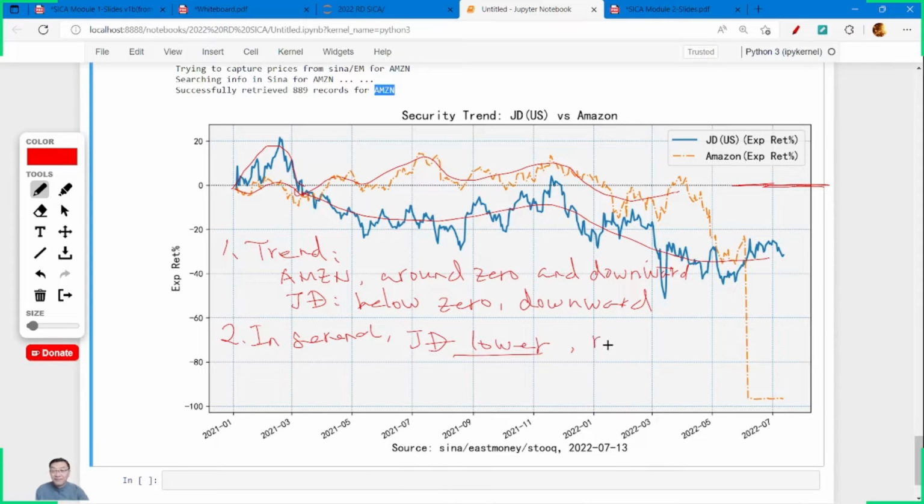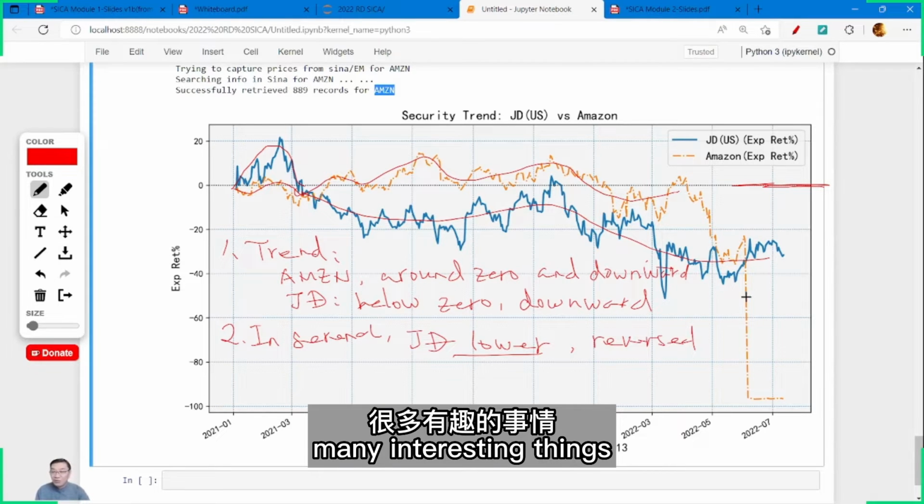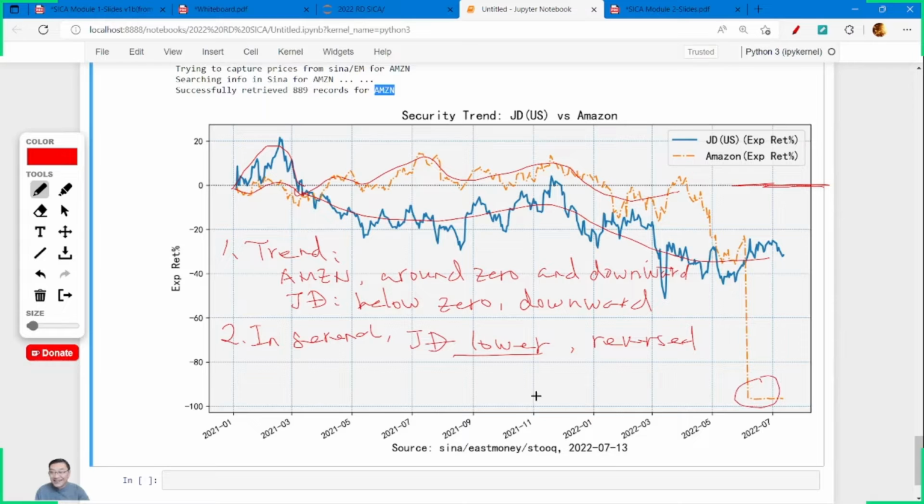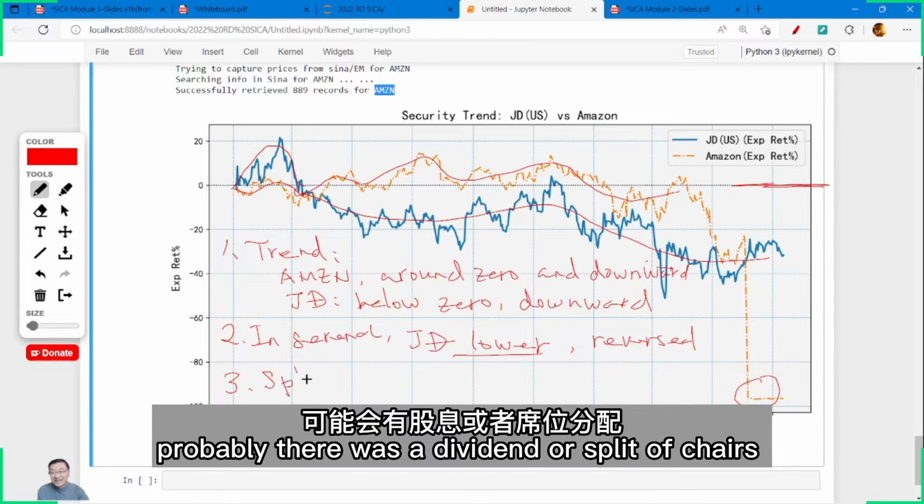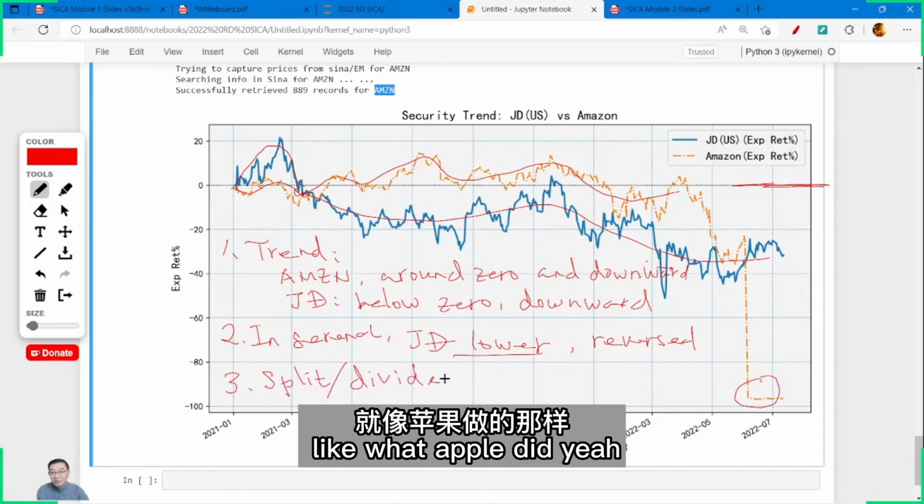What else? Many interesting things, right? Many interesting things. Let's look at here, right? What happens? Probably there was a dividend or split of shares, like what Apple did. Yeah, probably. So we'll verify later.